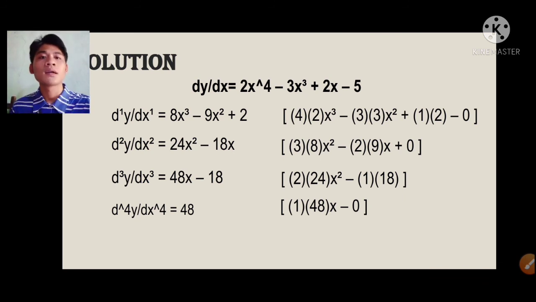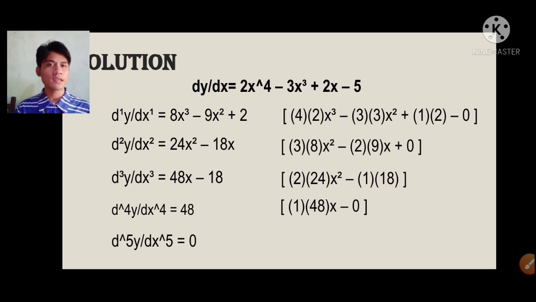The last derivative of this given function is the fifth derivative, since we are asked to find the fifth derivative of the function 2x raised to the power of 4 minus 3x cubed plus 2x minus 5. So the fifth derivative would be equal to 0. As you observe, the fourth derivative is a constant, which is 48, so it is expected that it is 0 as we find the fifth derivative of the function. So the information given is also correct.